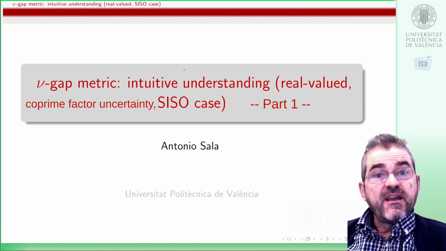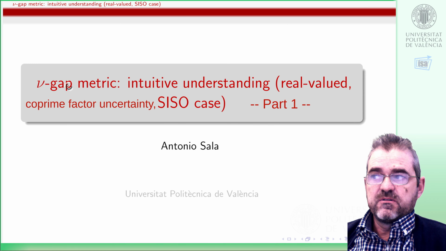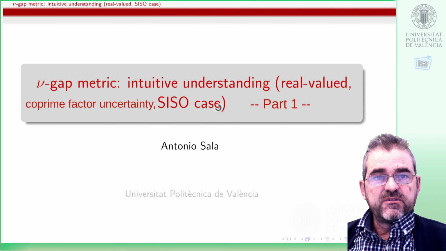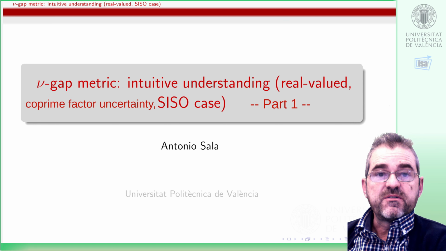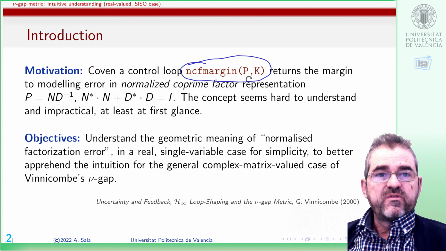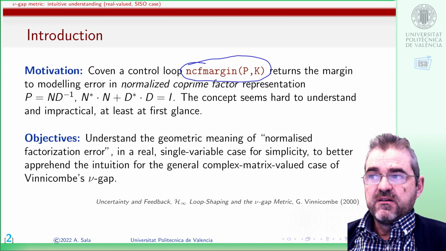Hi, I'm Antonio Sala. In this video, we'll discuss coprime factor uncertainty to try to get an intuitive understanding of the distance between two plants in the so-called Vinnicombe's nu-gap metric. We'll just concentrate on the simplest case, real numbers, single input, single output, to better grasp the intuition of the underlying concepts. The basic idea is that I can obtain the robustness of a control loop with respect to uncertainty in the plant P in the normalized coprime factor representation.